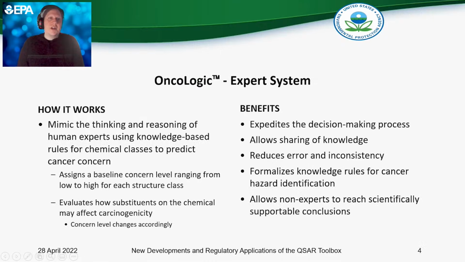So how does Oncologic work? It mimics the thinking and reasoning of human experts using knowledge-based rules for chemical classes to predict chemical concern, cancer concern. So it assigns a baseline concern ranging from low to high for each structural class. So, like I said, aldehydes and aromatic amines will each get their own baseline concern level.